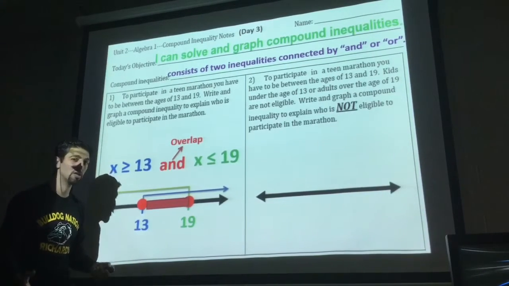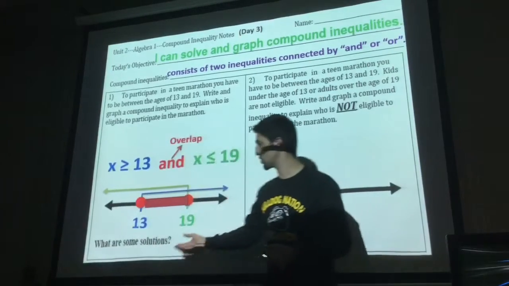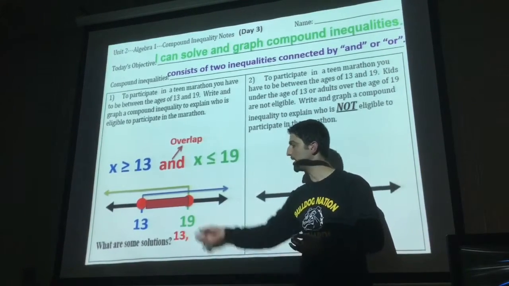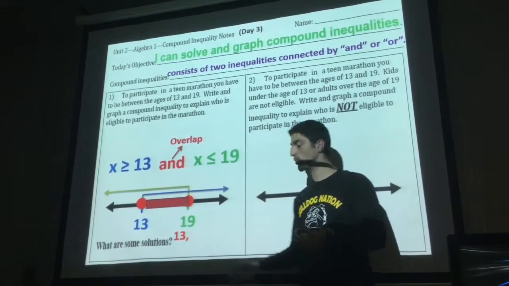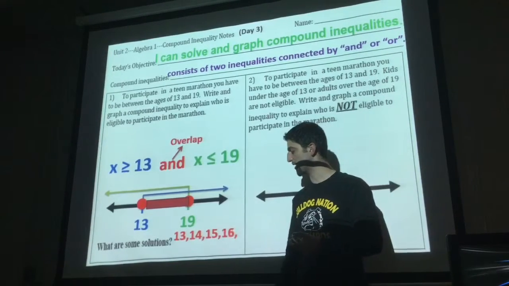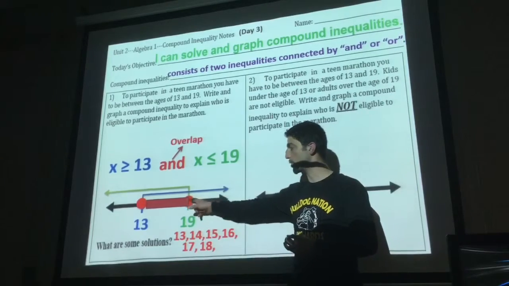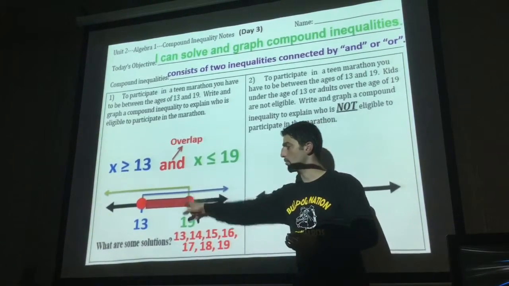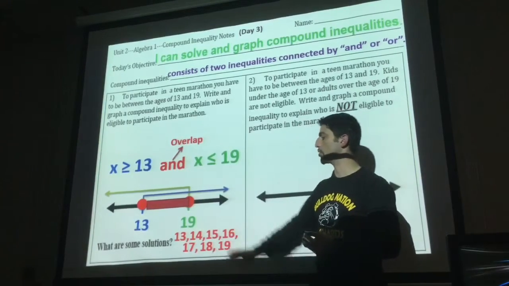Now, since those are the only numbers, when it asks what are some solutions, I don't mind you writing all those numbers. So we've got 13, anything between 13 and 19, which would be 14, 15, 16, 17, 18, and then also including 19 because 19 has a closed circle over here. So those are all of them.